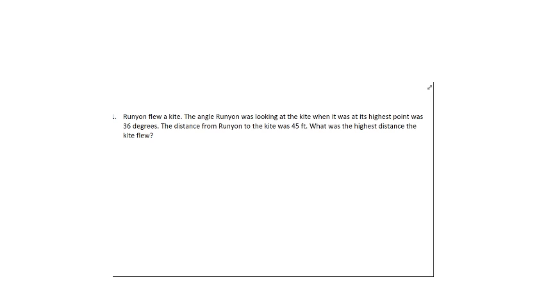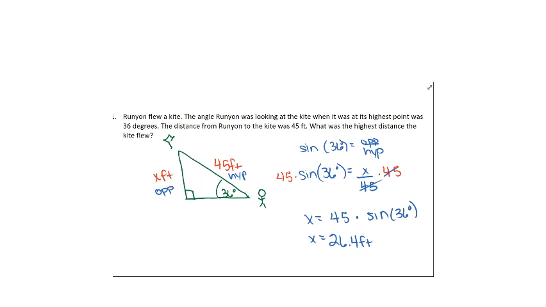Try to set this triangle up and check back. This is what your picture should look like. So now try to solve it. And you should get 26.4 feet.